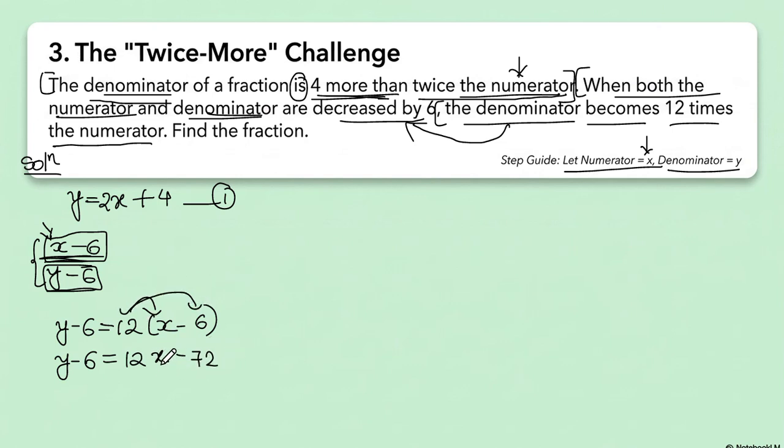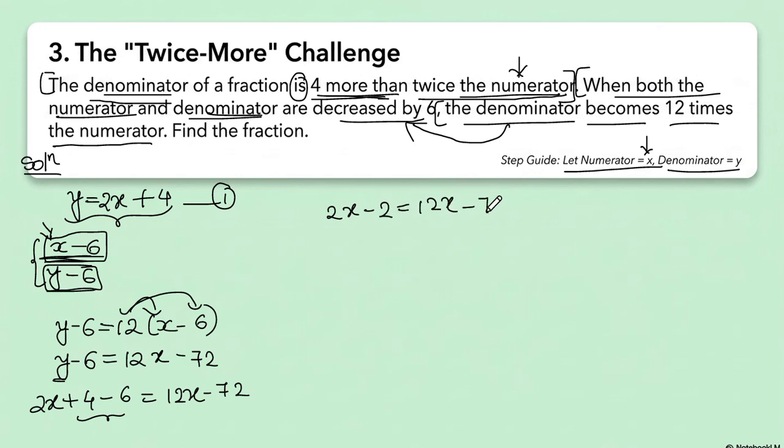Okay. Now let's solve this question by using substitution method. Okay, so if we apply the first equation here, so from the first equation, what is the value of y? The value of y is 2x plus 4. If we substitute here instead of y, so y is nothing but 2x plus 4 minus 6 as it is equal to 12x minus 72. Okay, so if we solve this, 2x, then 4 minus 6, which is nothing but minus 2, is equal to 12x minus 72.